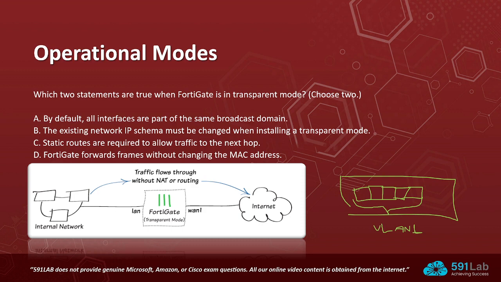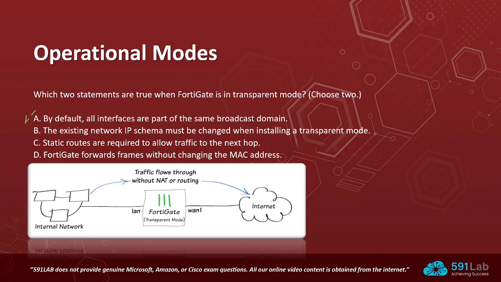So, for me this option is true. The next one is, the system network IP schema must be changed when installing in transparent mode. No, you don't have to change anything on your network design about IP addresses or something like that when you are installing a FortiGate in transparent mode. So that option for me is not correct, it's wrong.